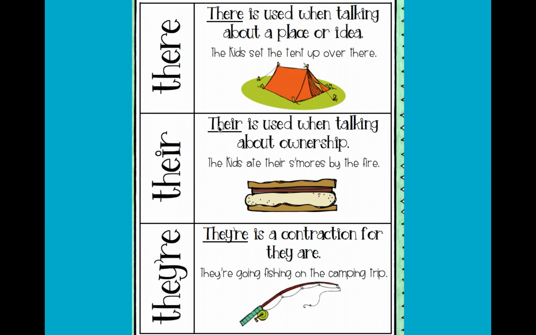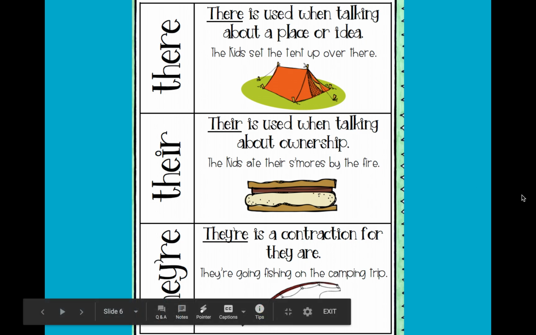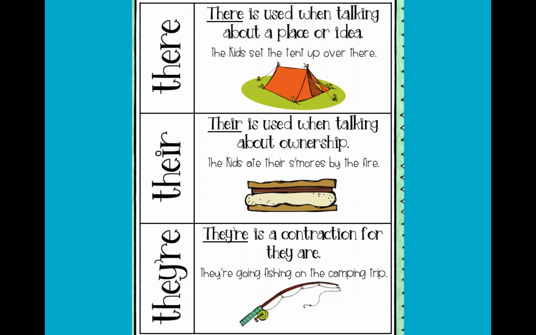The next spelling, T-H-E-I-R, is used when talking about ownership. The kids ate their s'mores by the fire. T-H-E-I-R, once again, is dealing with ownership, if something belongs to someone. Then, the last spelling of there is actually they're. They're is a contraction for the words they are. They're going fishing on the camping trip. Notice how I read it as 2 separate words.